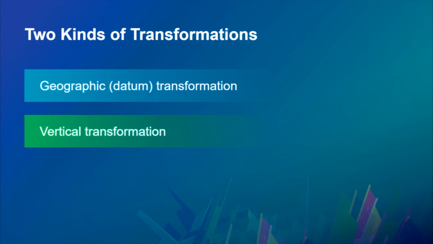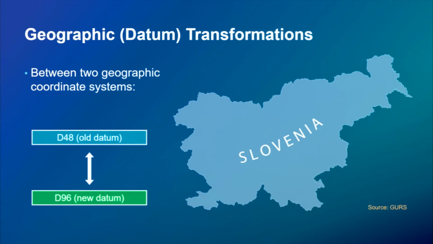In general, what we have in our software are two kinds of transformations. We can have geographic or datum transformations, and we have vertical transformations. Now, geographic transformations are those that transform between two geographic coordinate systems. In most cases, it goes for transformation between some local geographic coordinate system versus a global coordinate system, or it goes simply for transformation between old and new geographic coordinate systems or datums.